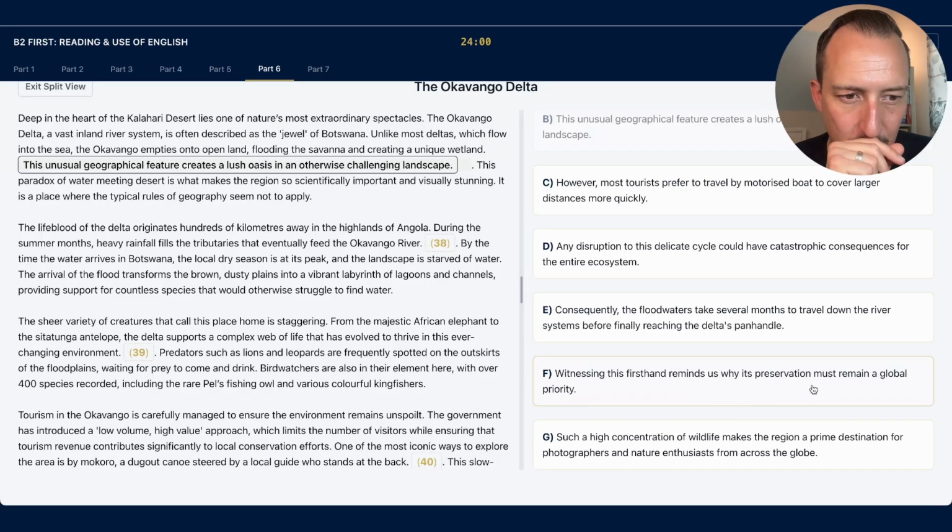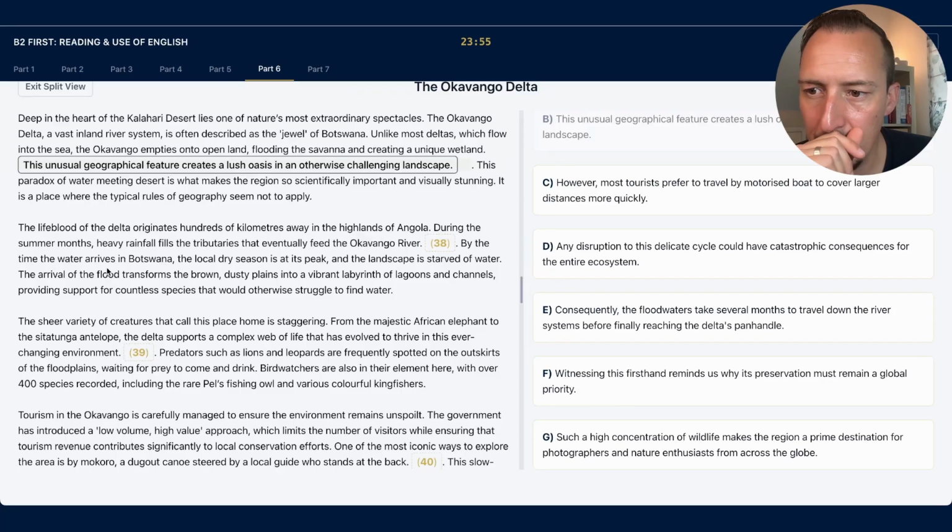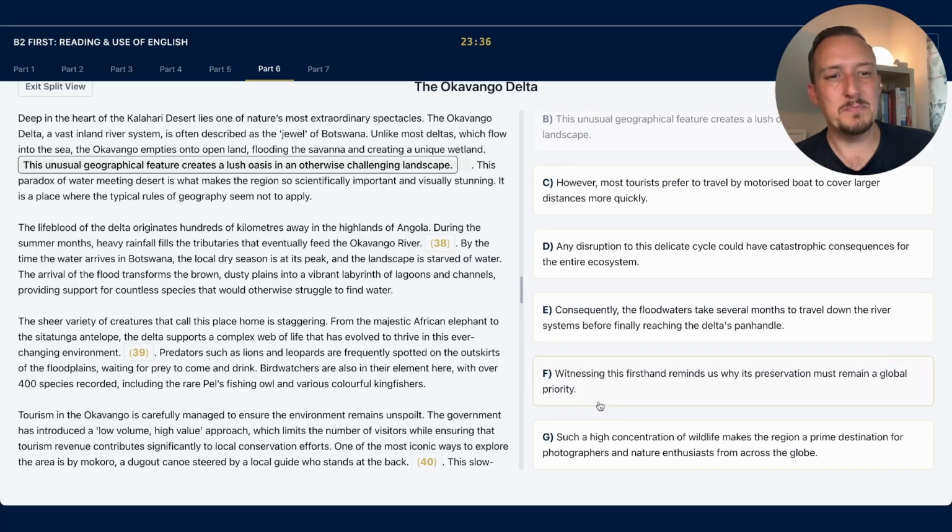Witnessing firsthand reminds us why. Okay, so prioritize, it might be a global priority. By the time the water arrives in Botswana, the local dry season is at its peak. That feels like it could come more towards the end. There's nothing that I can connect to witnessing the heavy rainfall, maybe. Reminds us why preservation, but it sort of says preservation remains a global priority. I'd expect to see that in a paragraph that talks more about the global importance of the Okavango Delta, in this case. So I don't like that one.